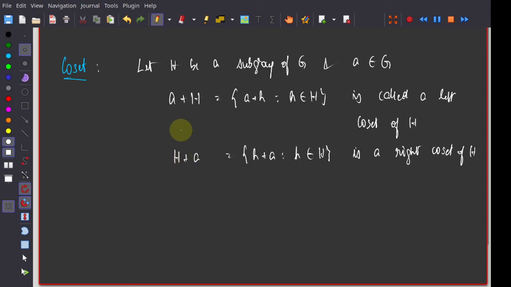Okay, so this is called a left coset, whereas this is called a right coset. Now the question is, of course, if I give you two different cosets, are they really different or not? Or can there be some elements in common to two different cosets? The other question is, are all the elements of a coset distinct or not? Because I'm adding A to every element of H. Okay? So is it possible that A plus H1 is equal to A plus H2?